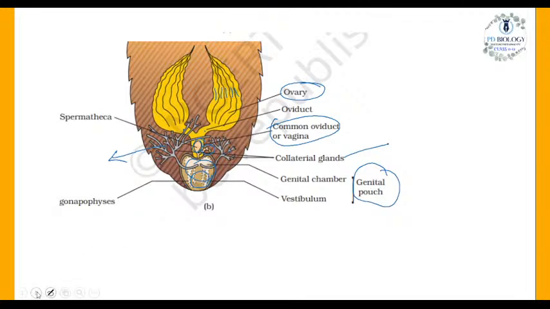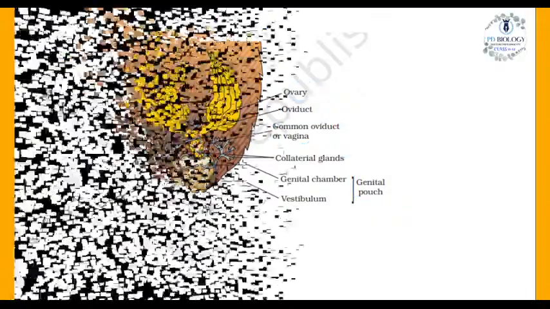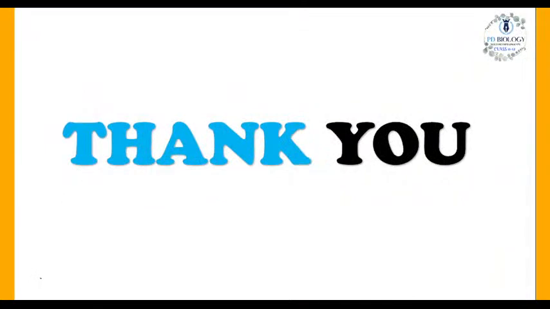So this is all about the cockroach. Cockroaches are treated as pests because they destroy the food and contaminate food with smelly excreta. They also transmit bacterial diseases like cholera, typhoid, and tuberculosis.